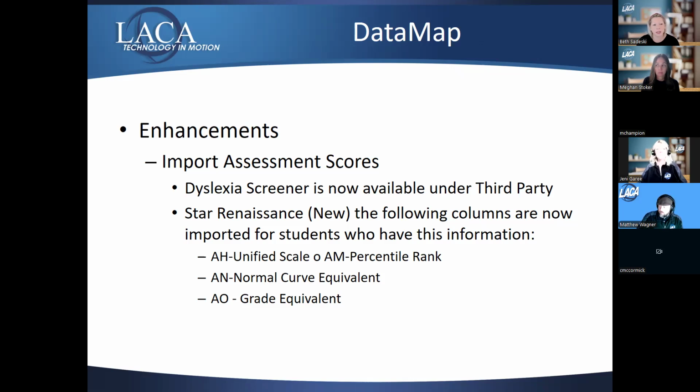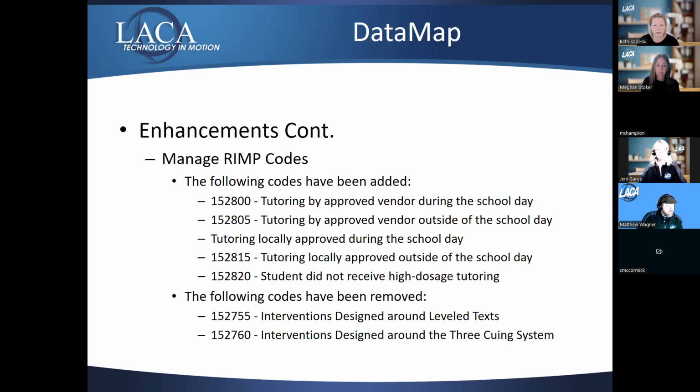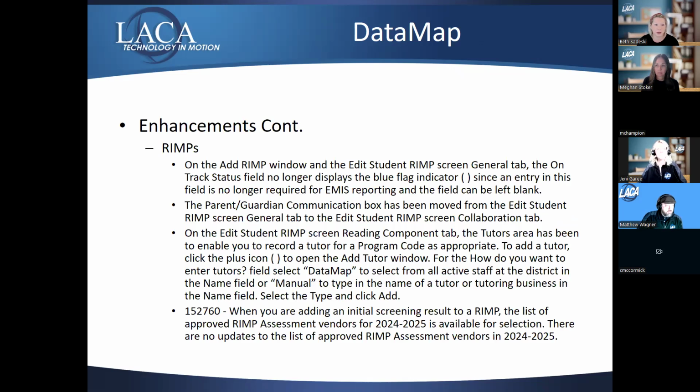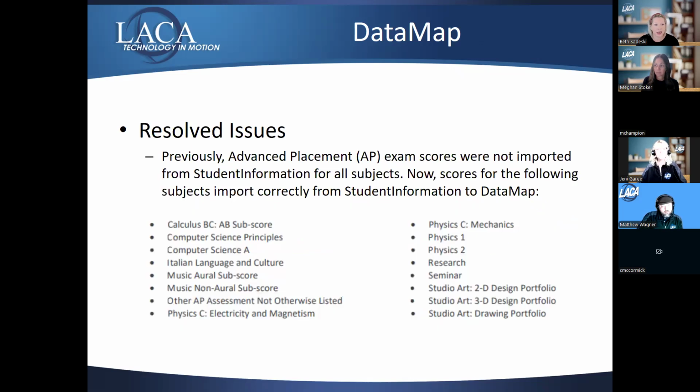You can go to the next one. I won't read all of this to you because you'll have a copy of this. Some REM codes have been added, some have been removed. I'll let you read those when you have your PowerPoint. And same with all this REM information. And then on this resolved issue, advanced placement exam scores were not imported from SI for all subjects. Now the scores import correctly from SI to data map. So I put that list here. You should have received that last Friday, though. I just wanted to put that up there.